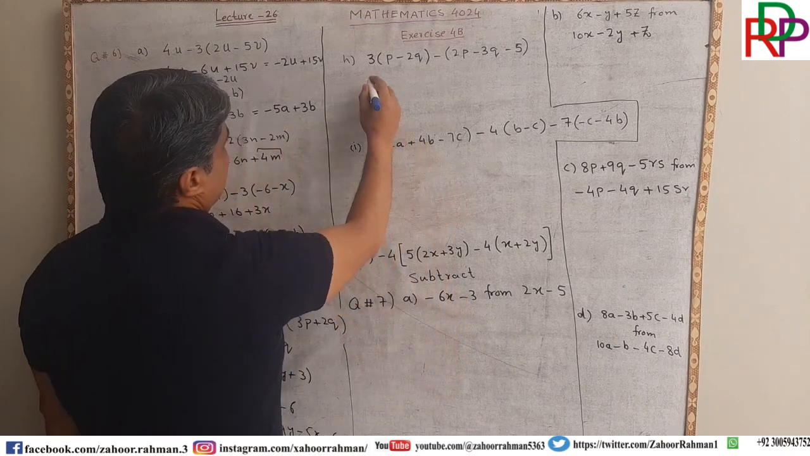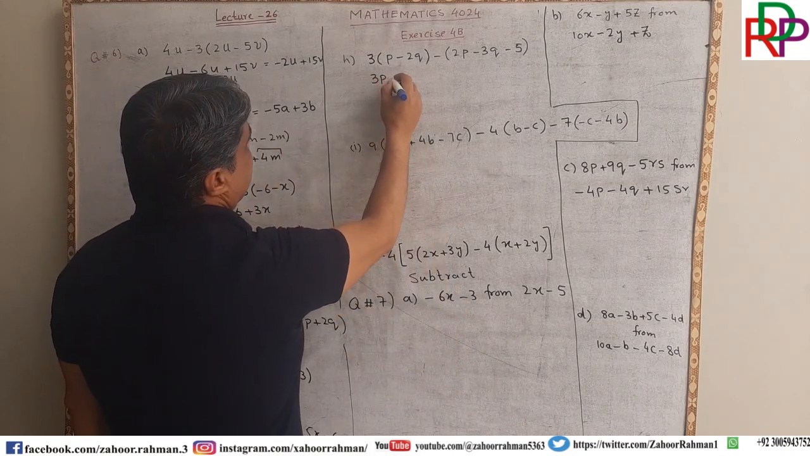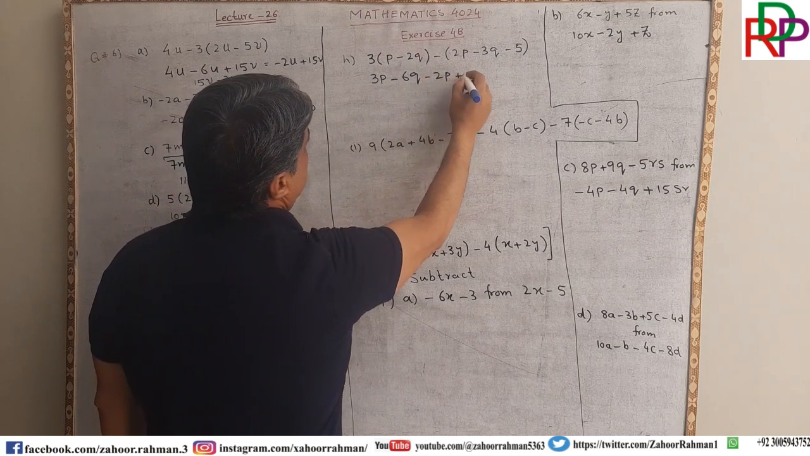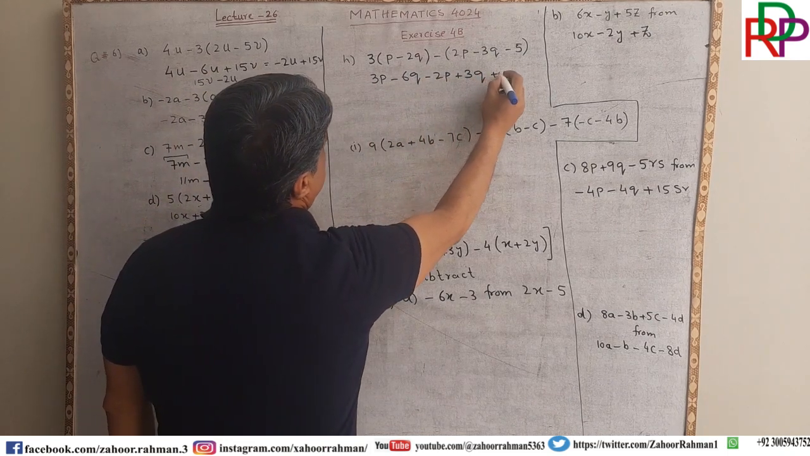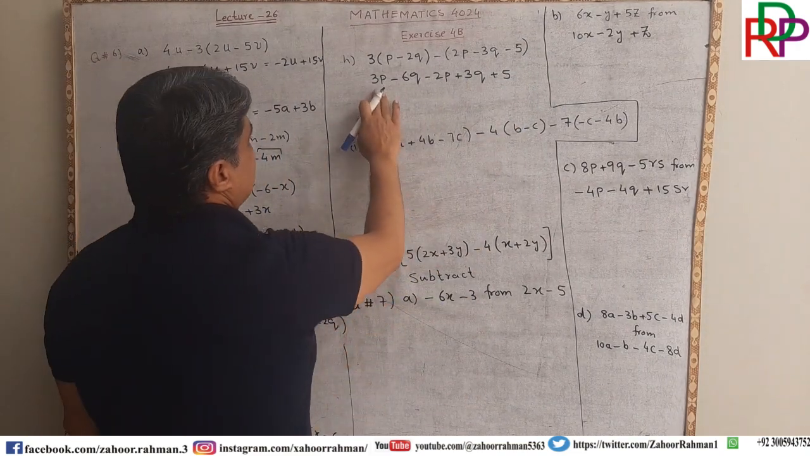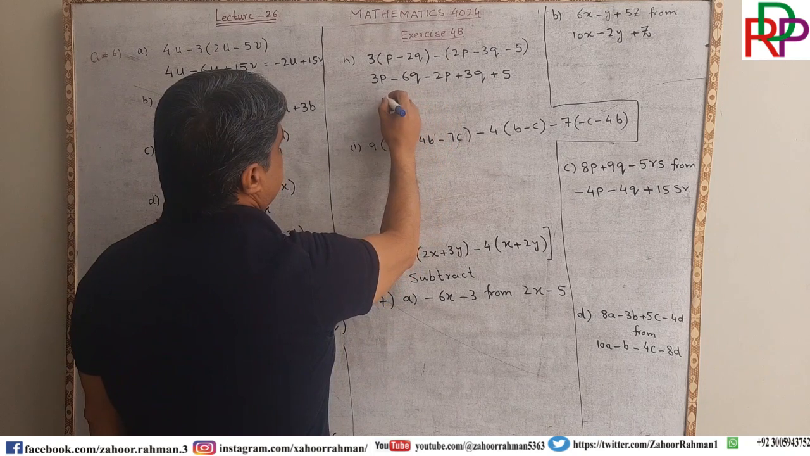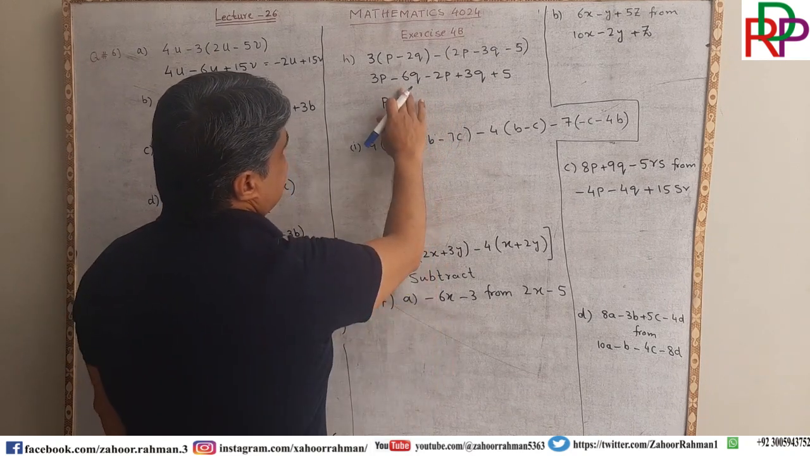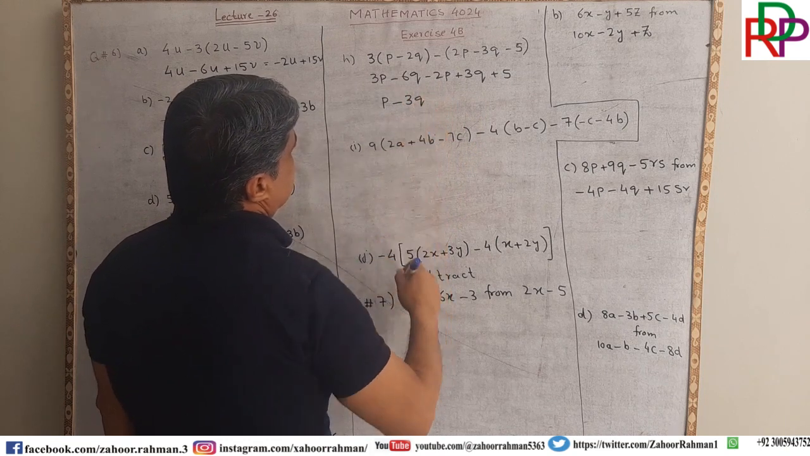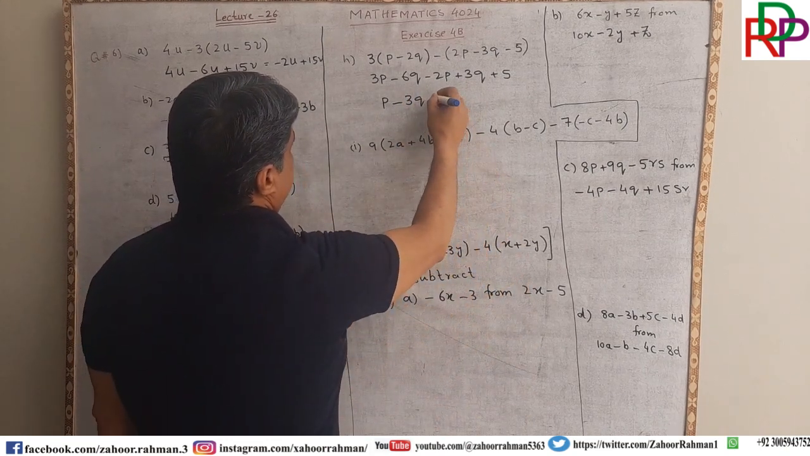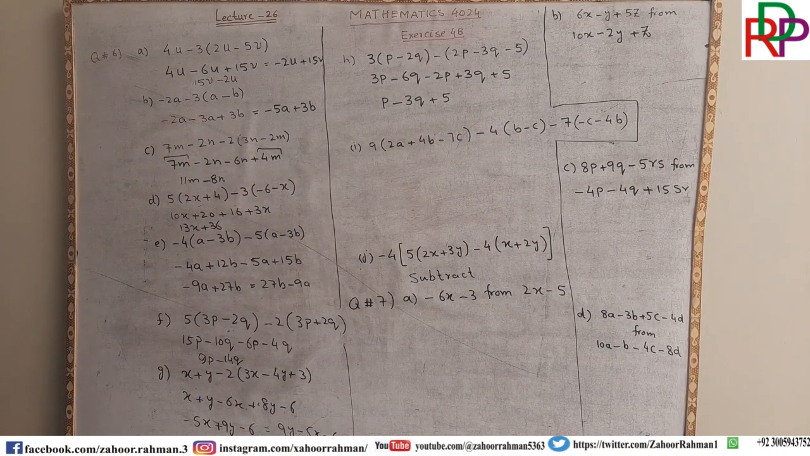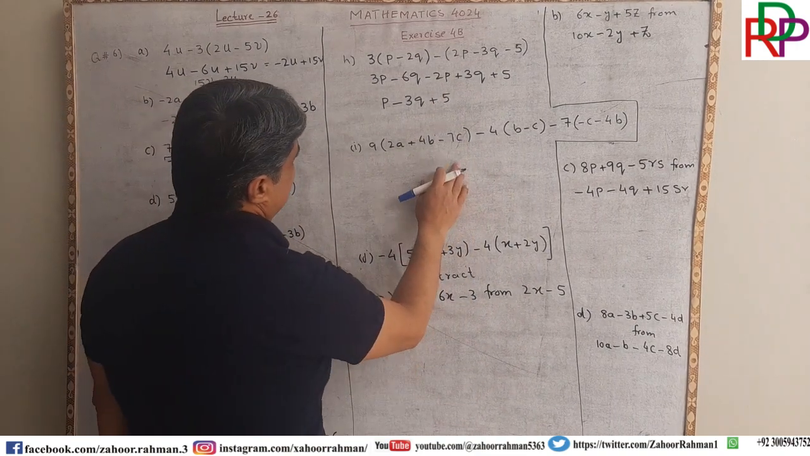More fun is coming on your way. So 3p minus 6q minus 2p plus 3q plus 5. Now p's yield 3p minus 2p is p, and minus 6q plus 3q is minus 3q, and then plus 5 will come in its place. There is no other constant, so this is the answer.